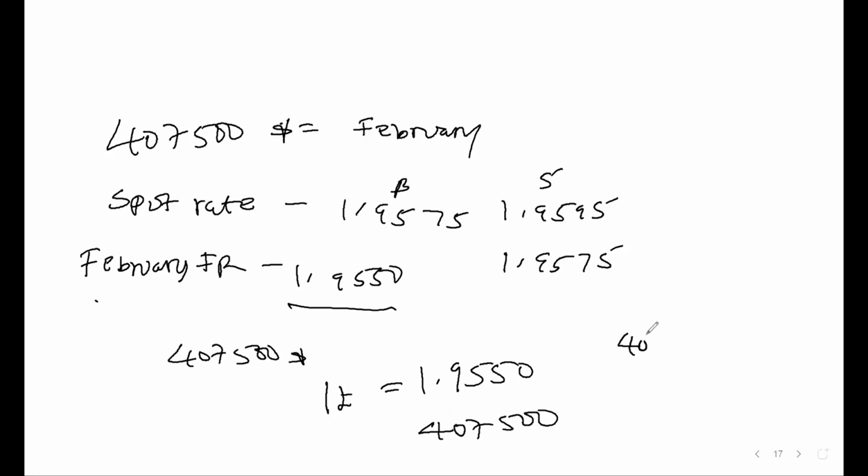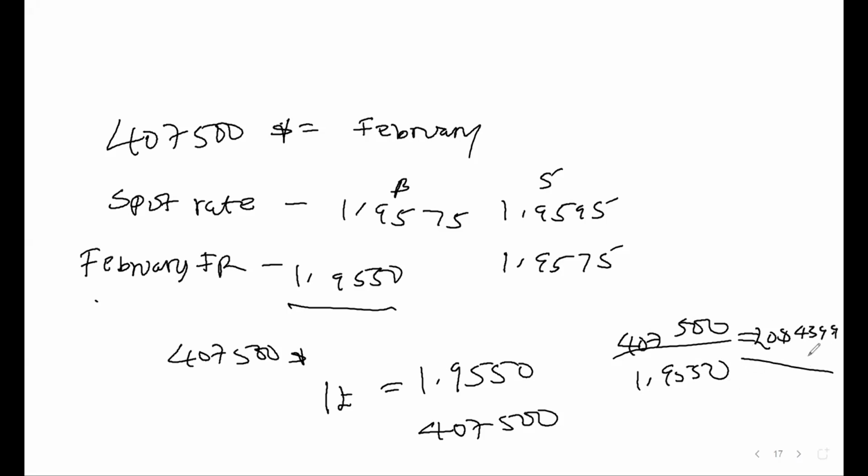It will be 407,500 divided by 1.9550. So how much will you end up with? 208,439.9.